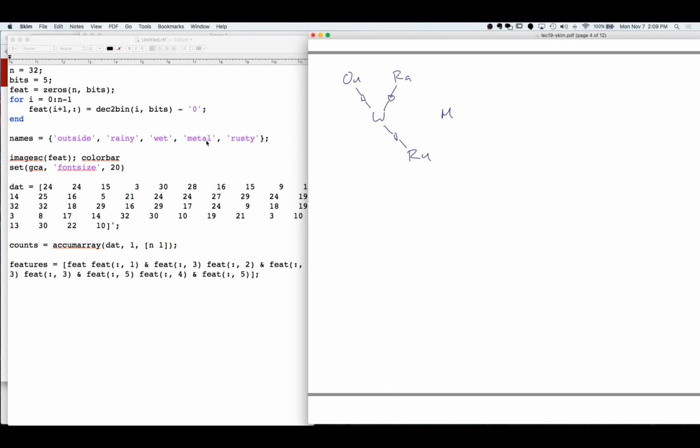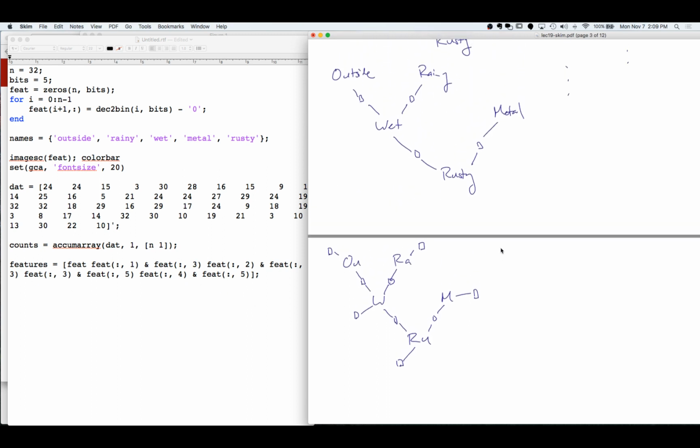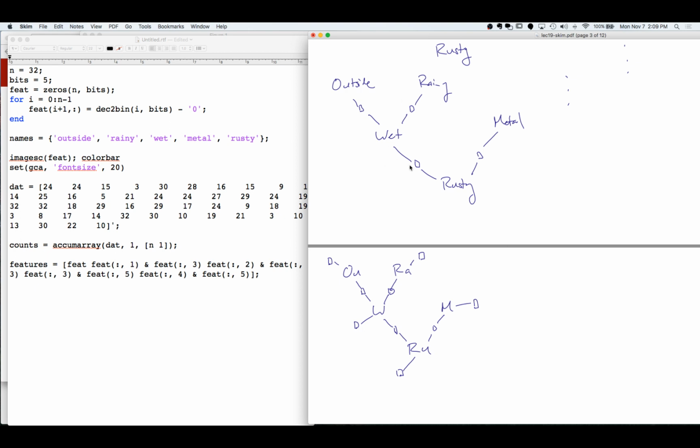And 4 and 5, metal and rusty. And then I have my original features. So those correspond to factors that only touch a single random variable. We don't typically draw them, but I'll draw them just to be as clear as possible. And so this is the factor graph that corresponds to this set of features. And if we scroll back up, this factor graph is exactly the same as this factor graph. So it's one of the possibilities that I identified for a structure of a graphical model to model this data.